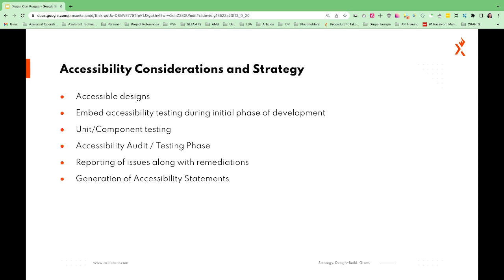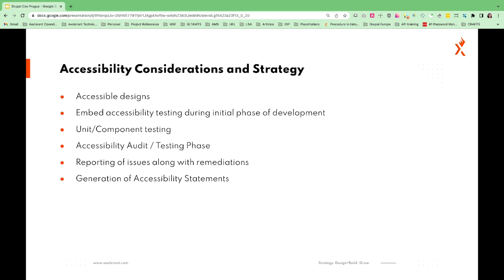It's not been achieved. So we need to consider what is in the description, how we are conveying the information to the accessible persons. These are a few examples. Embed accessibility testing during the initial phase of development. I'm just going to tell about that in the next slide.